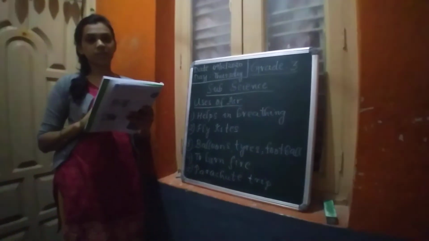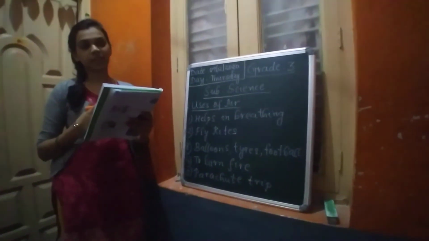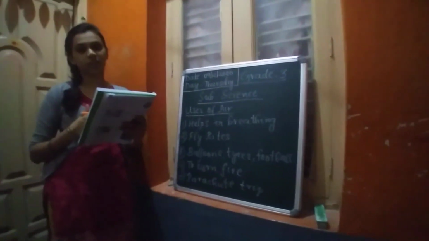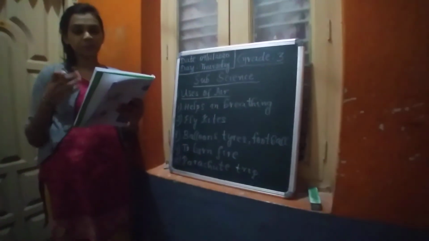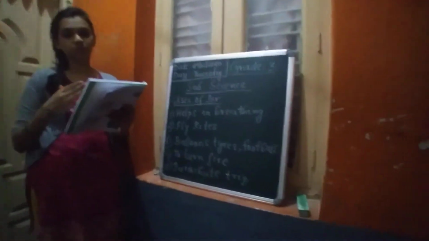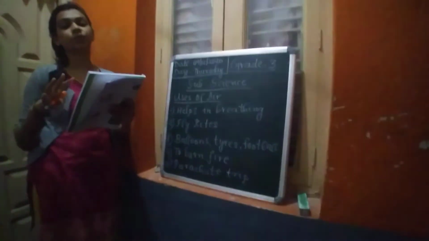Remember, nitrogen is not directly taken by the plants like how oxygen and carbon dioxide are taken. Nitrogen is absorbed by the soil, and from the soil it goes to the roots, to the stem, and to the different parts of the plant to make a healthy growth of the plant.